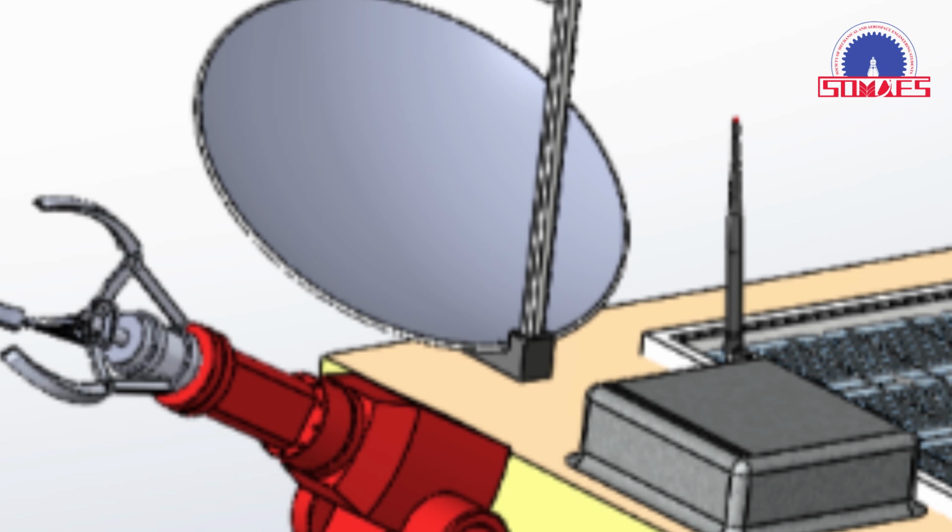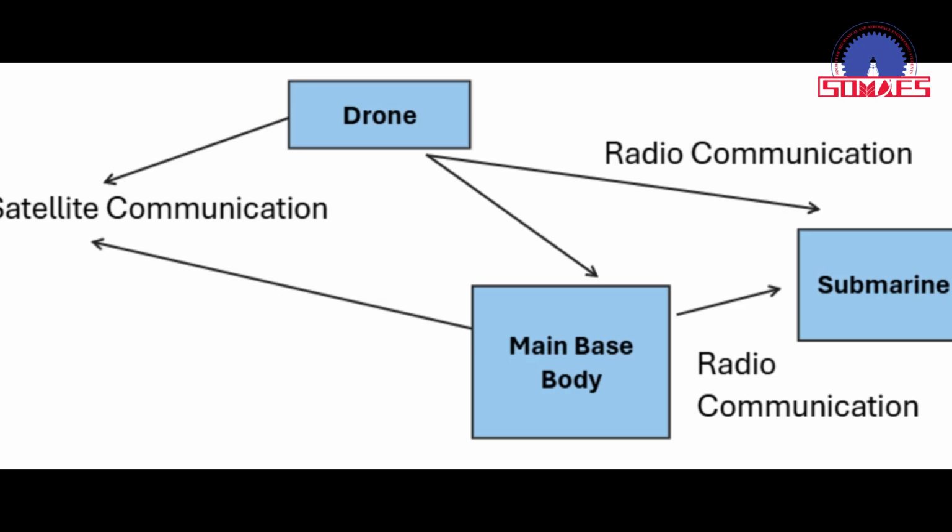So now we will discuss how this robot will communicate with other systems like drones: how the base body will communicate with the drone, how the base body will communicate with the submarine, and how they will integrate to communicate with the main human rescue department. To do that, this system is integrated with satellite communication and drone communication in a support role. You can clearly see from the figure the communication setup that we have developed.